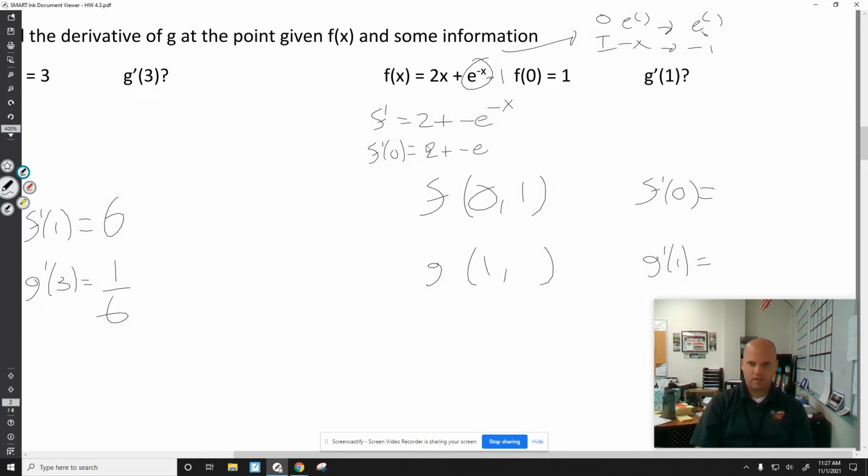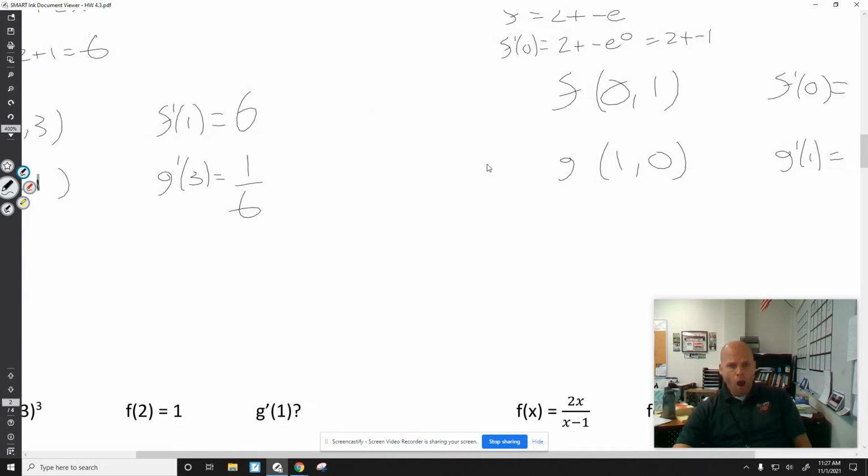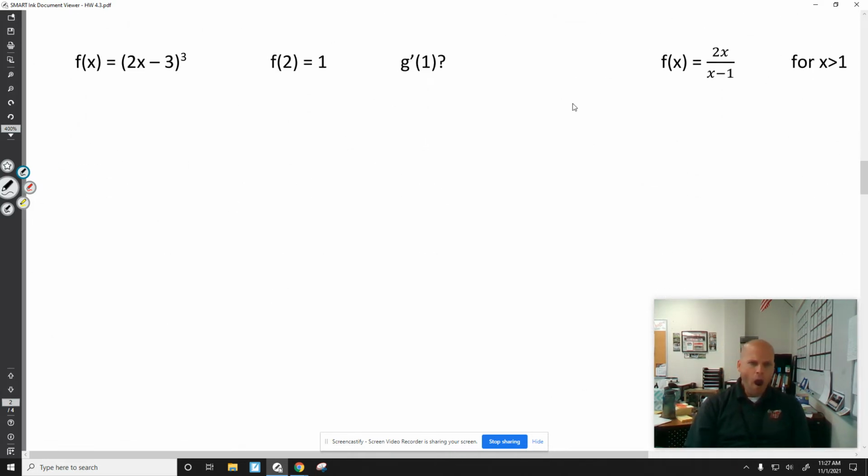2 plus negative e to the 0. That's 2 plus -1. That's just 1. So the slopes are the same because the flip of 1 is 1. Cool. Good. What's g prime of 1?